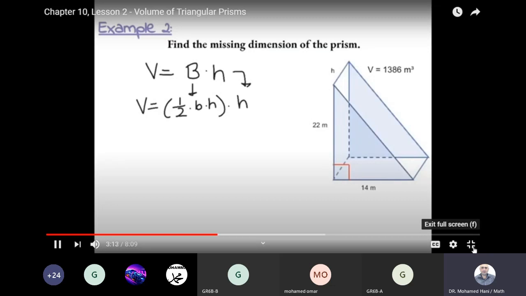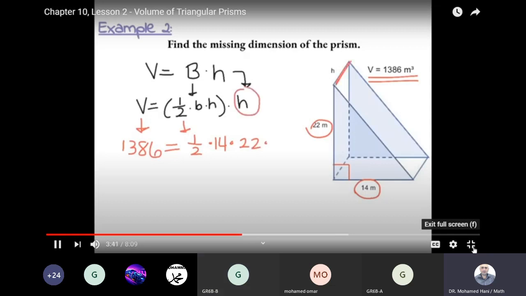So now let's start filling in any given information. So we have the volume, so we can replace V with 1,386 equal to 1/2 times the base of the triangle, which is 14, times the height of the triangle, which is 22, times, now we're missing the height of the prism, which is here, so we're just going to leave that as H. Now we can start simplifying what we have. 1/2 times 14 gives us 7. Bring everything else down.